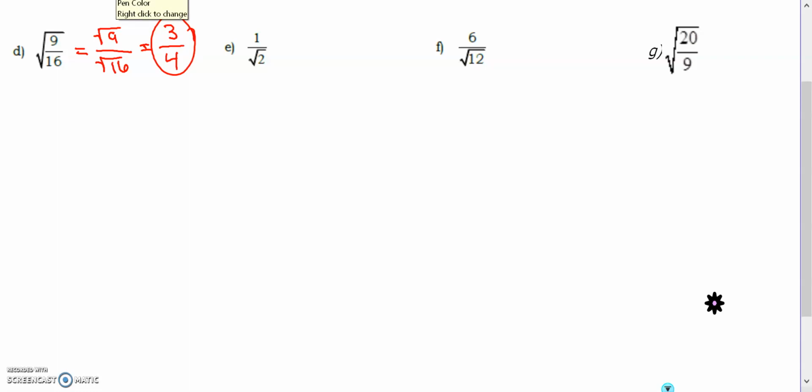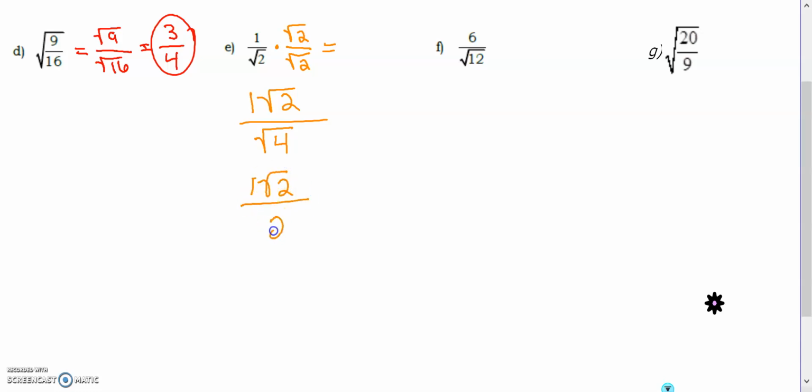We'll take a look at letter E. It looks like it's simplified, but there's a radical in the denominator. So we have to multiply by that funny fraction that we create with that radical. We're going to multiply straight across the top. We get 1 radical 2. And on the bottom, radical 2 times radical 2 is radical 4. I can keep simplifying.